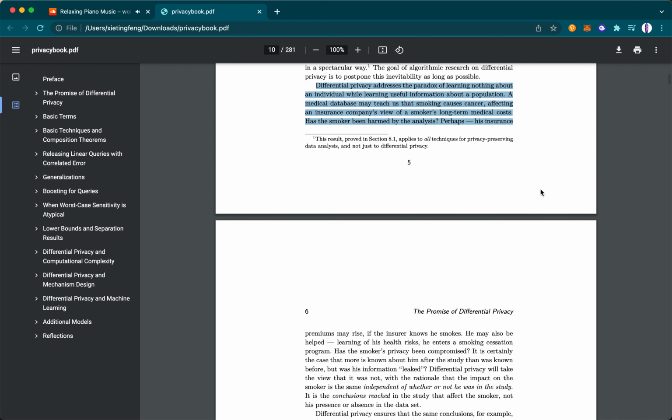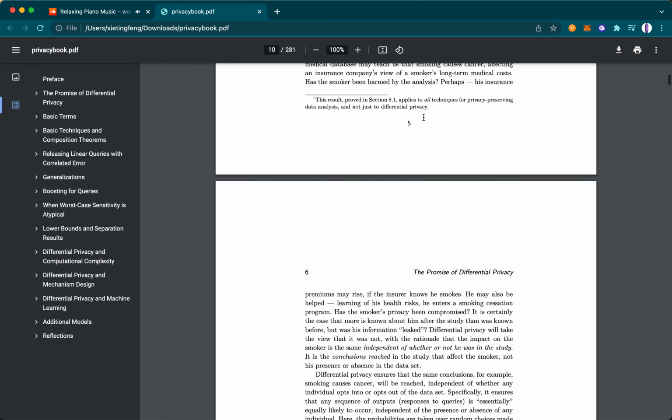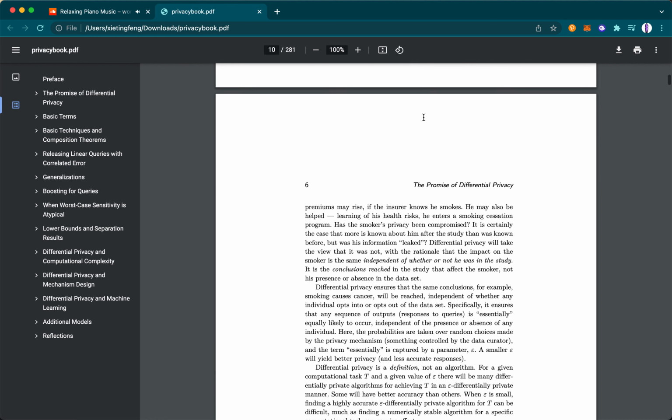Differential privacy addresses the paradox of learning nothing about an individual while learning useful information about a population. A medical database may teach us that smoking causes cancer, affecting an insurance company's view of a smoker's long-term medical costs. Has the smoker been harmed by the analysis? Perhaps his insurance.